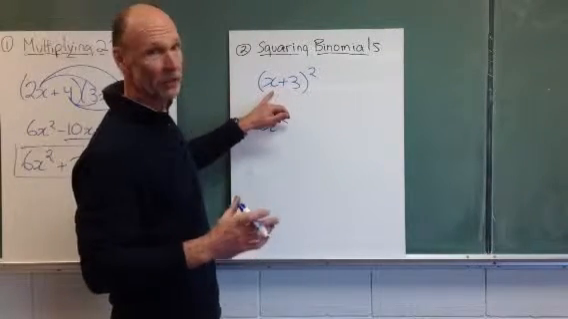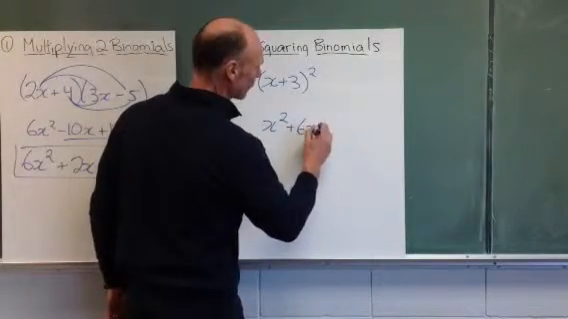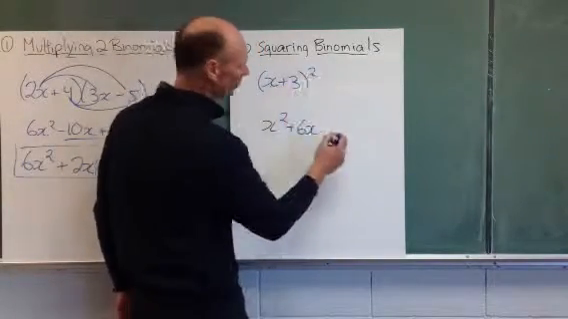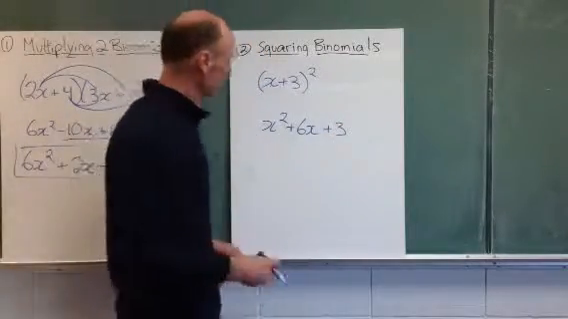So 3 times x is 3x. If I double that, I get 6x. So plus 6x, and then square my last term, in this case positive 3, which is 9. And that's it. That's my answer.